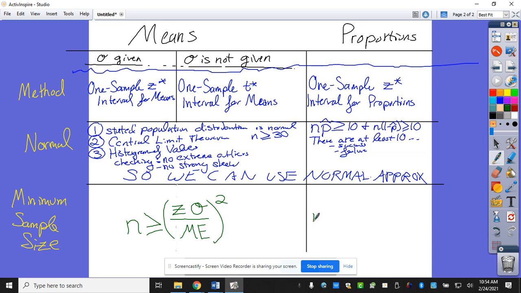And then for proportions, we're still doing lowercase n is greater than or equal to. What are we going to have on top? And so this is where it's different. Here, the squared encompasses the whole thing. Here, the squared only encompasses what's in the denominator. Margin of error, about what? And so which part is squared? The whole denominator.